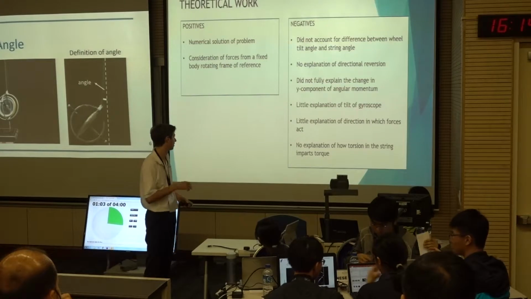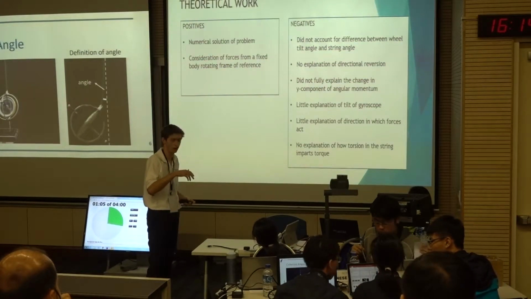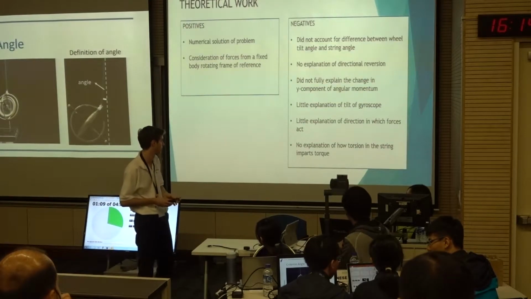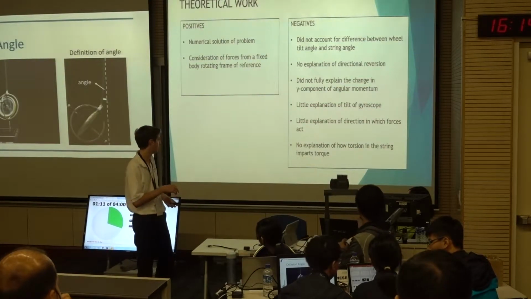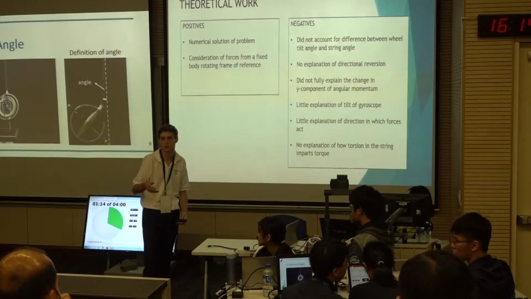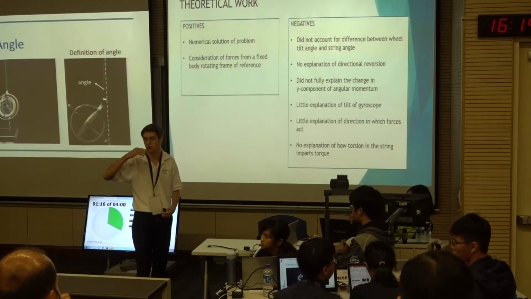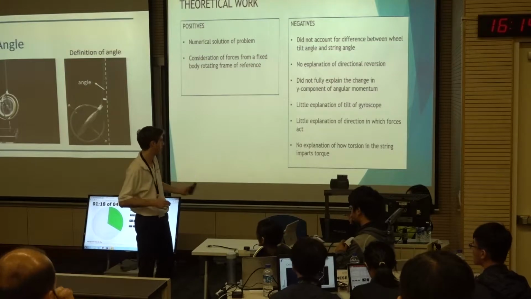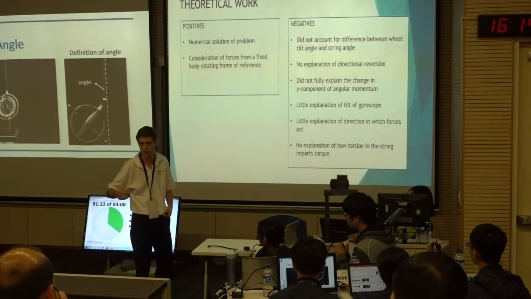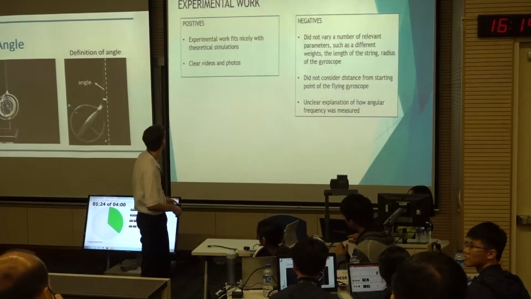I think it would have been clearer if he put force diagrams in to demonstrate the direction in which the forces act. And he had little explanation of how the torsion in the string imparts torque. So he introduced torsion as a concept in his definition, but he didn't explain at all how that's transferred into torque and how torsion in the rope is propagated into torque.